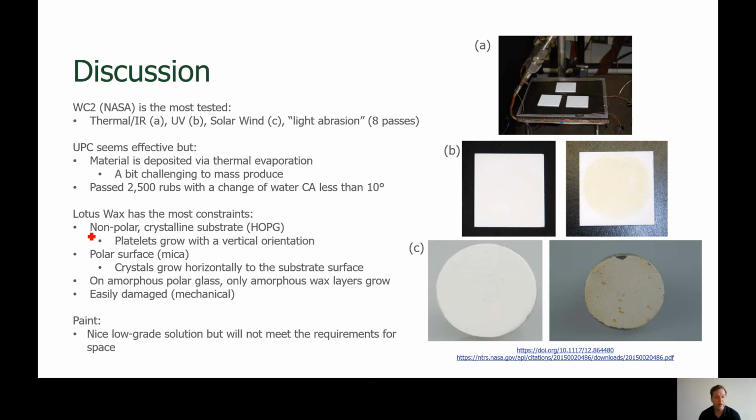Depending on whether it's a non-polar surface, the platelets will grow in a vertical orientation. On a polar surface, they'll grow in a horizontal orientation. And on an amorphous surface, like polar glass, only an amorphous wax will grow. It's also really easily damaged, as we can imagine. We have these little fibers that will break or bend if you push them. And the paint is a nice low-grade solution if you're going to paint your house or do something from home. It's not going to meet the requirements for space.